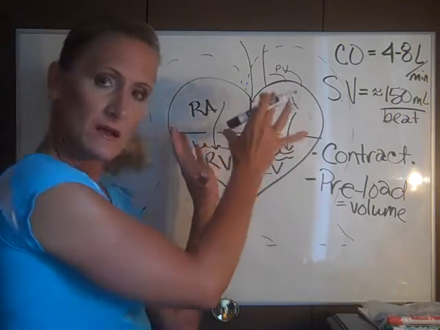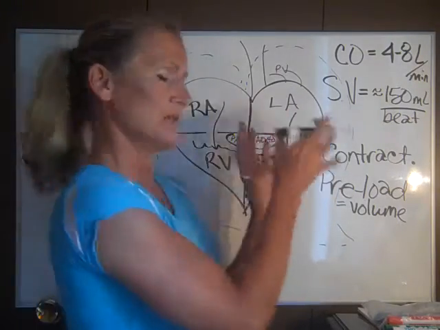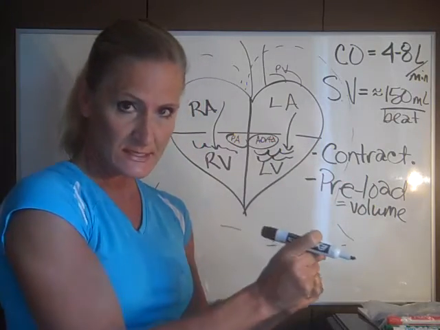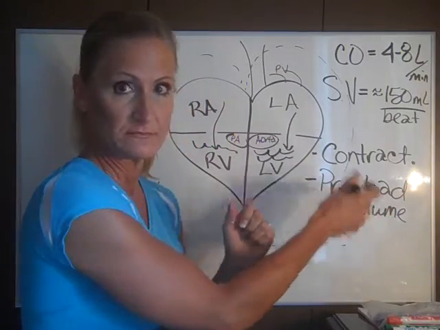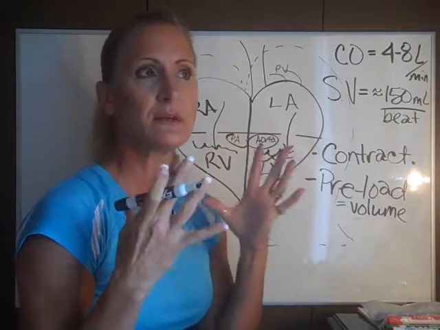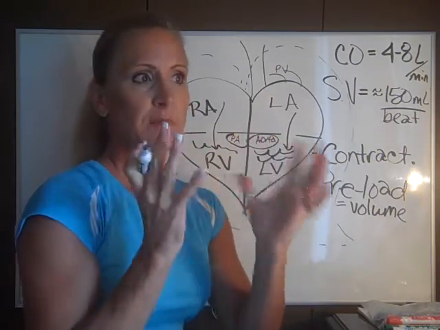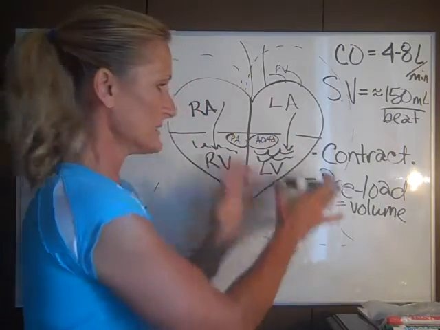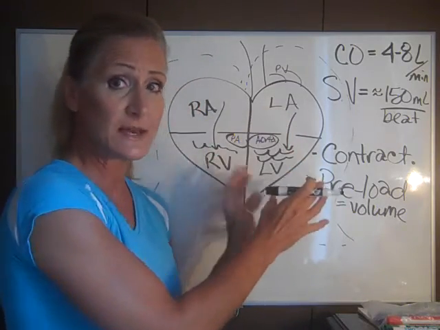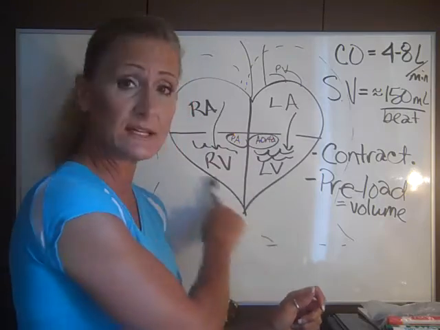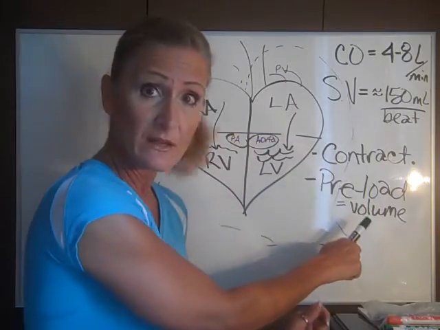And that amount of blood that's in the ventricles right before systole, that's called preload. That's the name of it. It's just preload. It is a measure of volume. Now, if you remember from when we talked about fluid and electrolytes, the fluid status in your patient will significantly affect the preload.